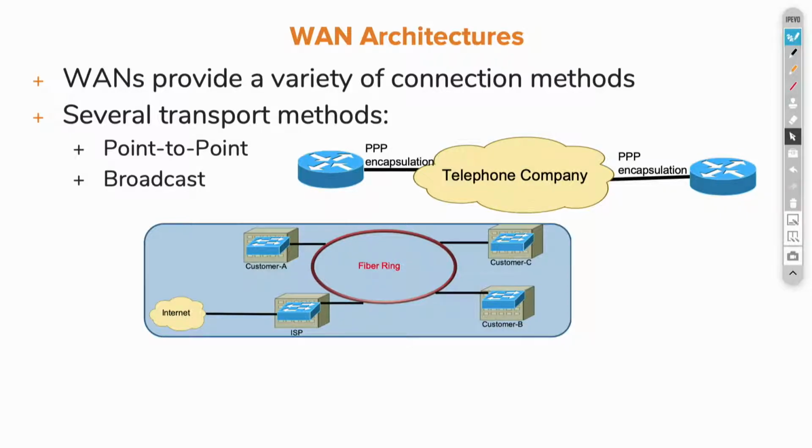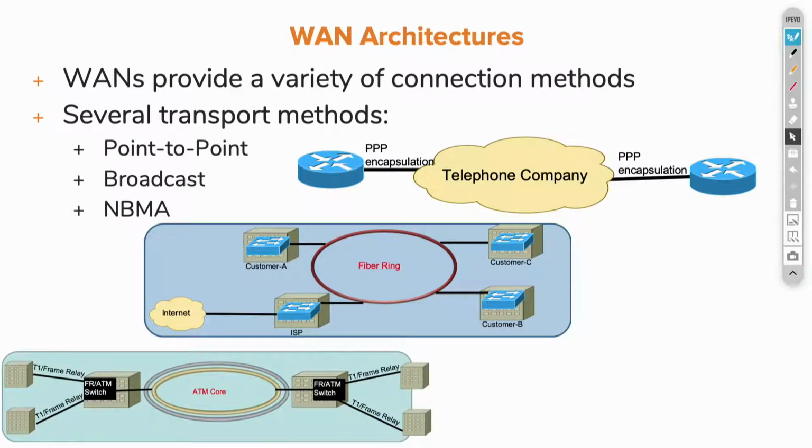And then we have another type of WAN called a non-broadcast multi-access WAN. This is a type of WAN where when you put your data onto it, you actually address your data in a certain way. And as that data enters the WAN, it will be kept separate from other people's data and then go across.